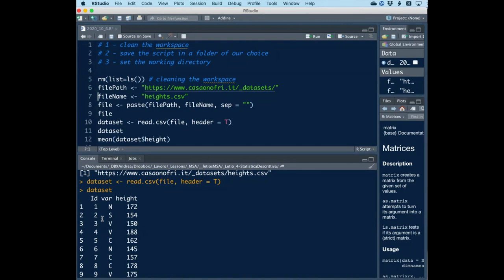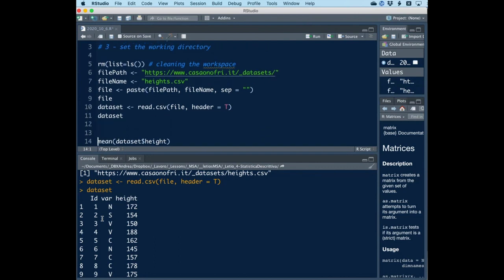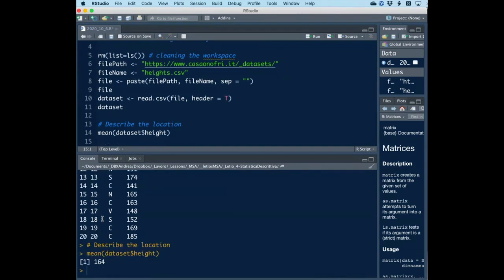So here we go. Now we have a new data set, a new data frame loaded in memory containing heights. Let's assume that you want to describe the location by using the mean. This would be the mean. It's 164. That's very easy. We use the function mean, and we pass the data set. Just look at me here at line 14.